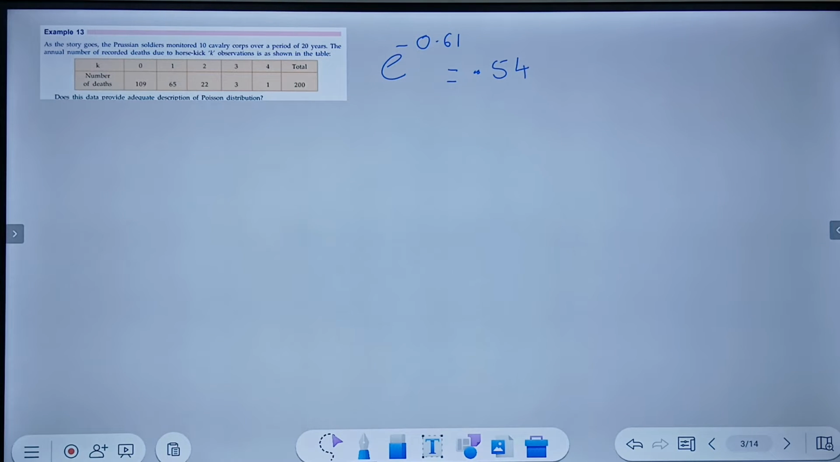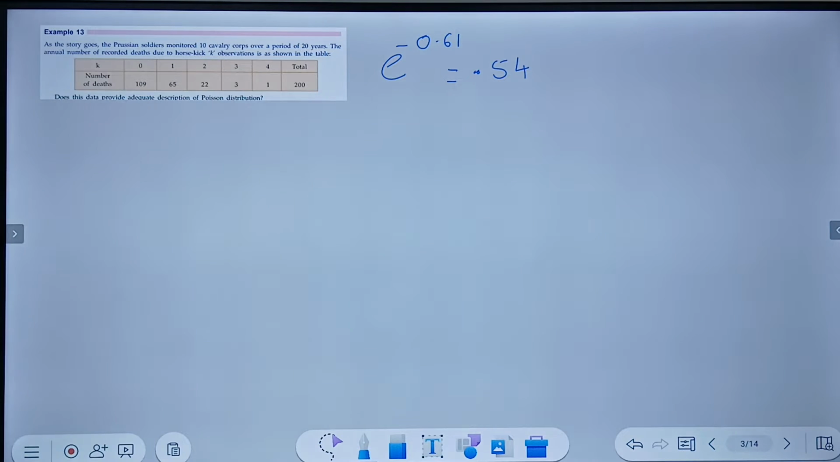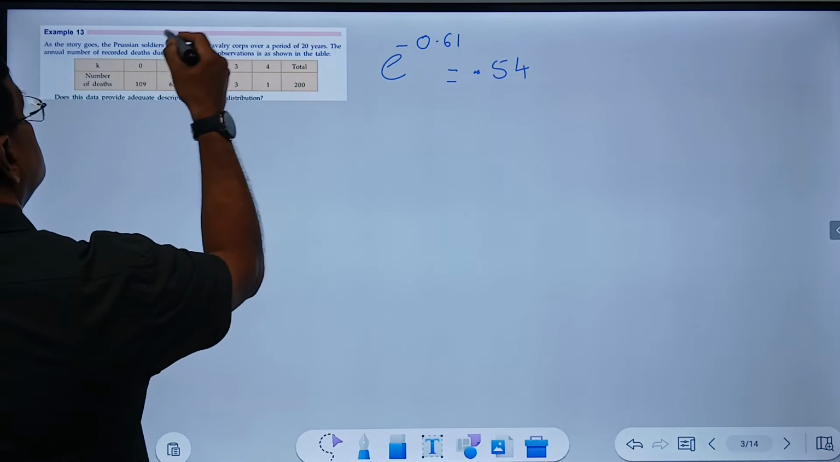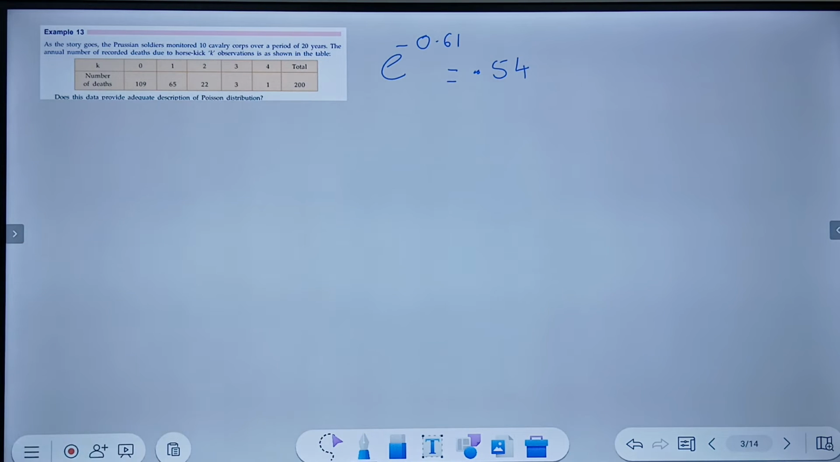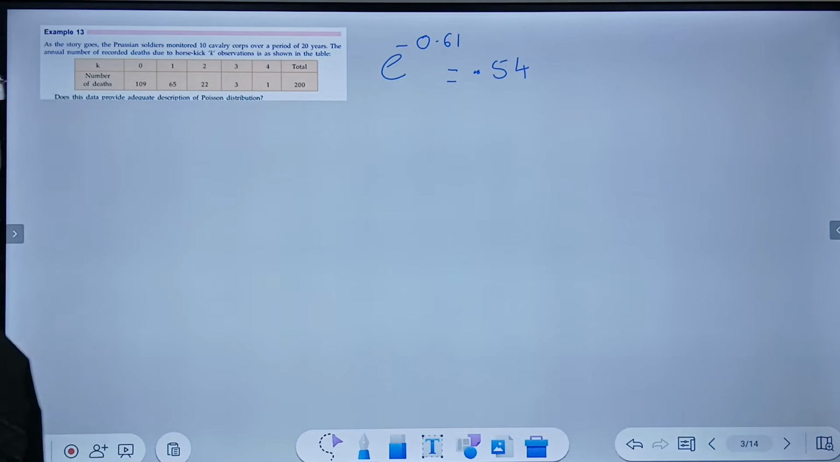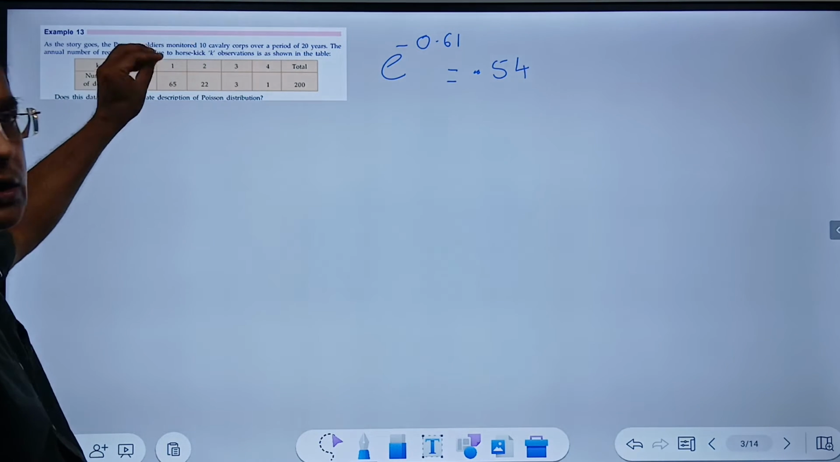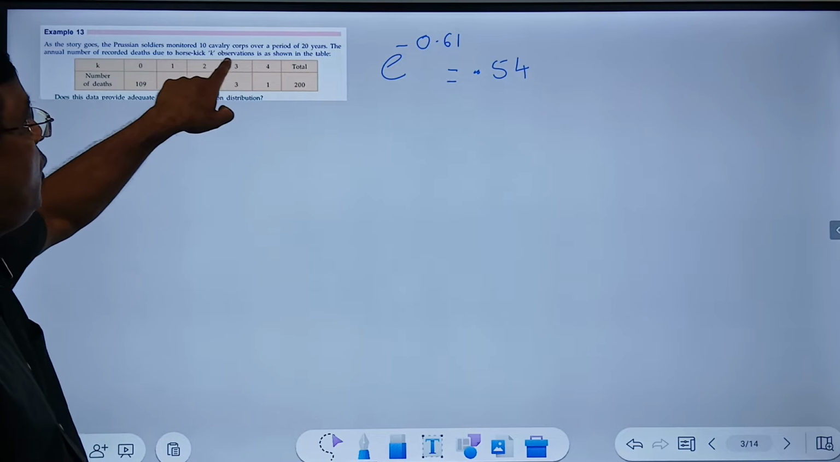Okay, let's do the first problem here. Now, what does the first problem indicate? As the story goes, a Persian soldier monitored 10 cavalry corps over a period of 20 years. The annual number of recorded deaths due to an accident, here the horse kick, in K observation is given here.